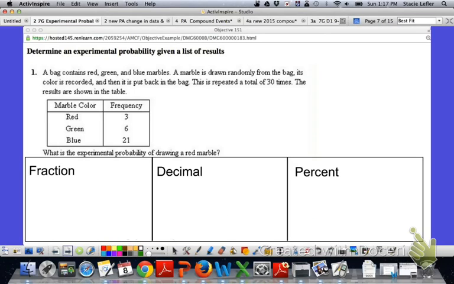In this experiment, we have a bag of marbles: red, green, and blue. A marble is randomly drawn from the bag, and then its color is recorded on the frequency table, and then it's put back into the bag. This is repeated a total of 30 times. Here are the results. Pause the video and find the fraction, decimal, and percent experimental probability of drawing a red marble.